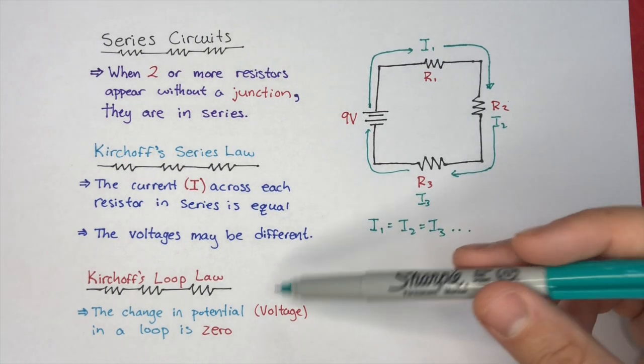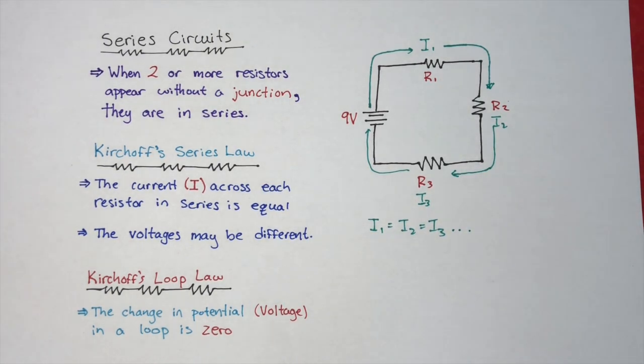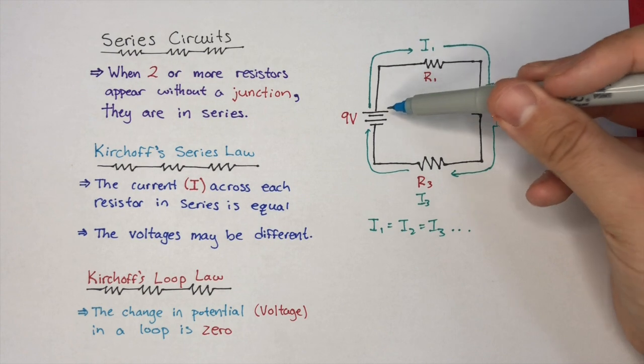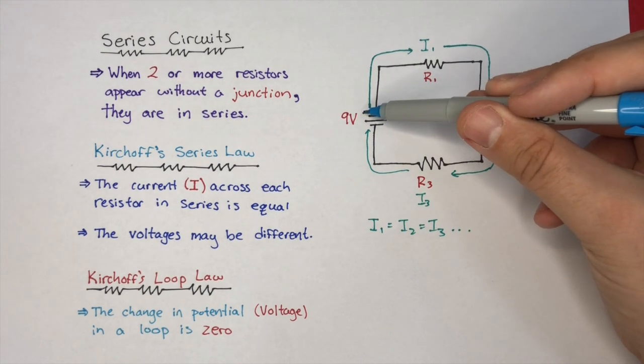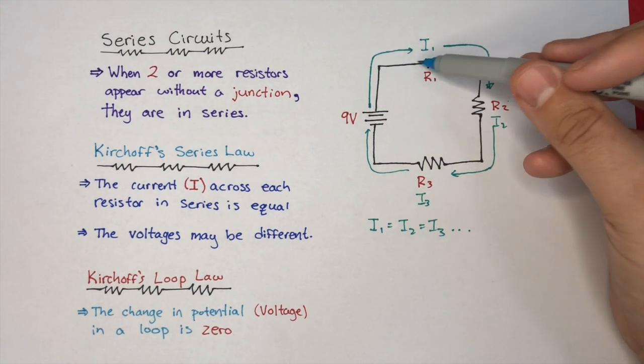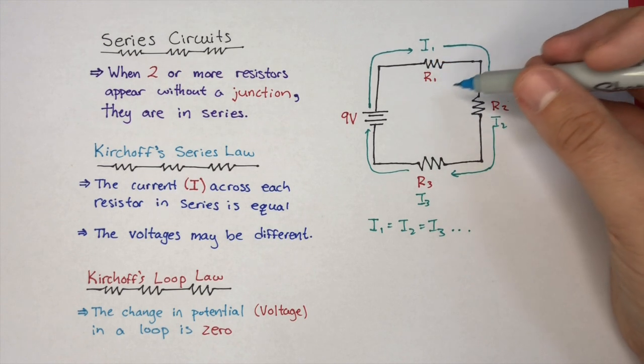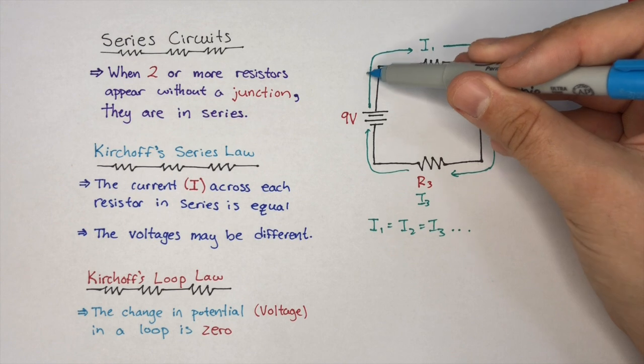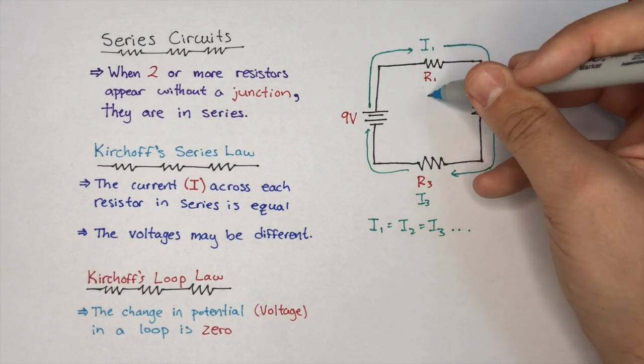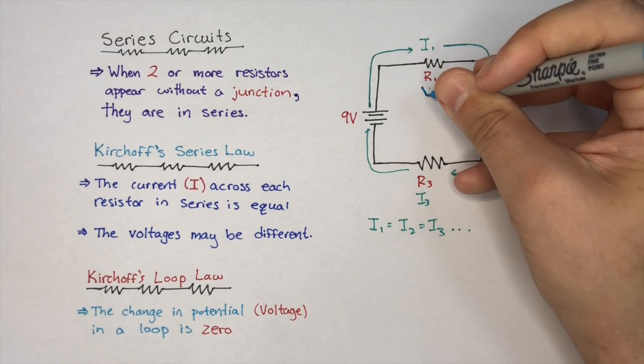Now, the other law that was discovered was Kirchhoff's loop law. Kirchhoff's loop law says this. If you have a 9-volt battery, when a current is traveling across the resistor, it is going to use some of that energy or some of the potential. So if you have a 9-volt battery, well, there's going to be some energy lost across this resistor.